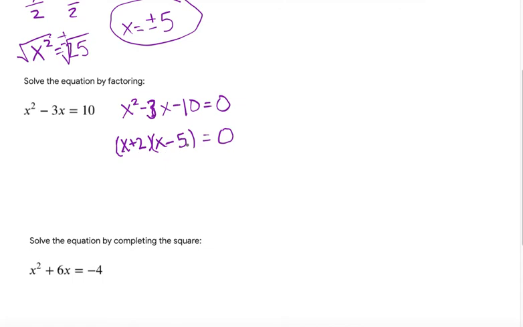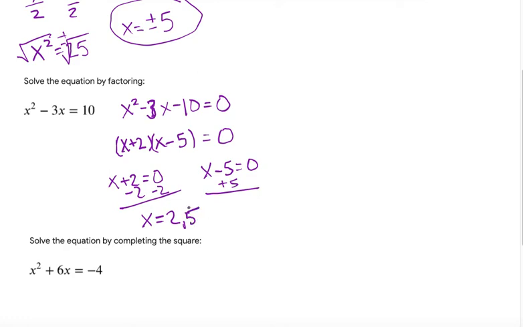And then I will set each one of these equal to 0. X plus 2 equals 0. And that's the zero product property. X minus 5 equals 0. And when I solve these, I get x equals 2 and x equals 5. I'm lying. X equals negative 2 and x equals 5. I'm trying to do this quickly so it's not a very long video.